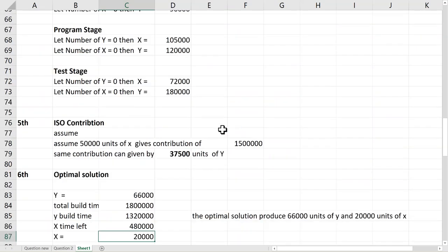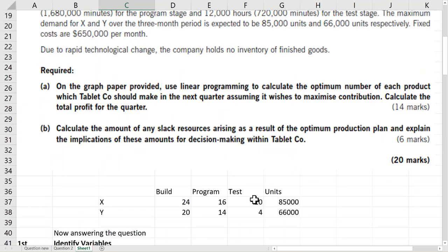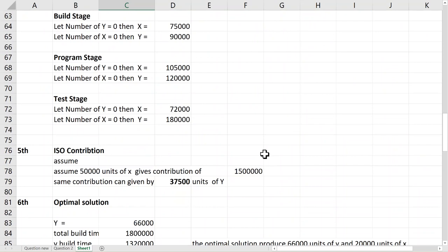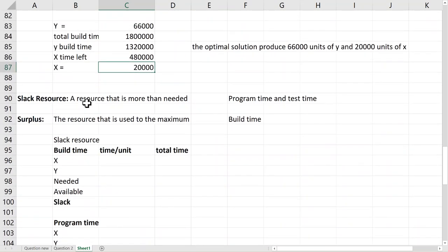Okay, they ask something else. Calculate the amount of any slack resource arising as a result of the optimal production plan and explain the implication of these amounts for decision making within Tablet Go. Okay, what is a slack resource? A slack resource is a resource that is not fully utilized, more than needed.